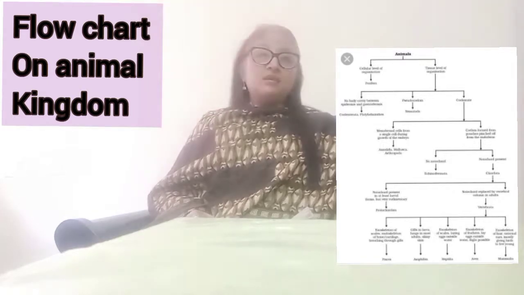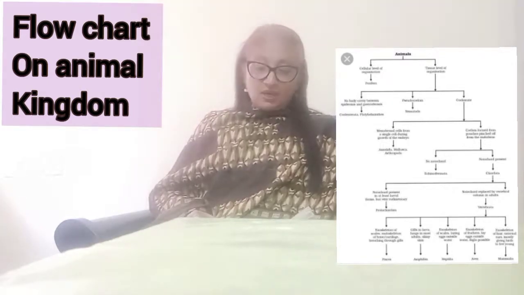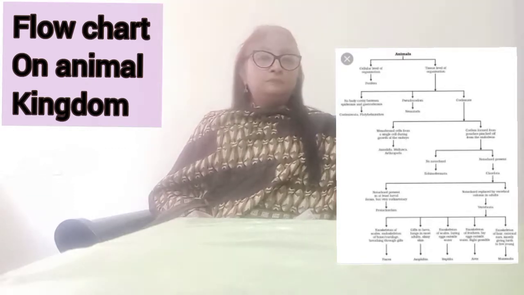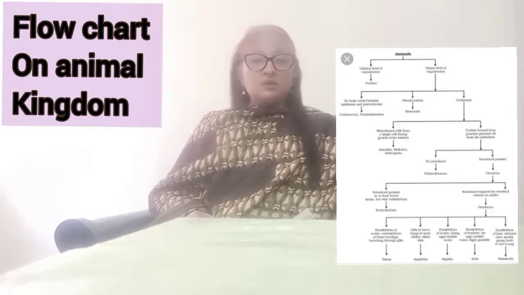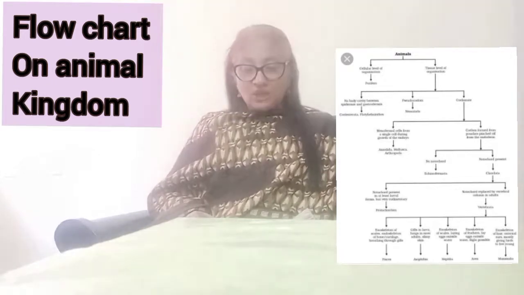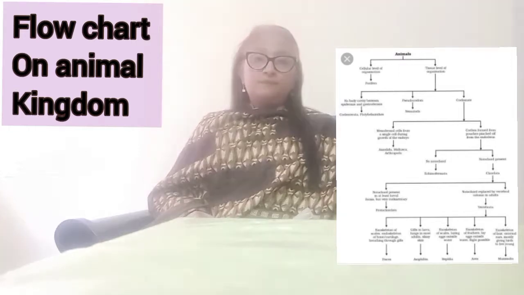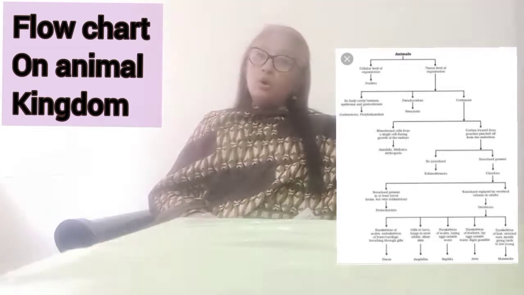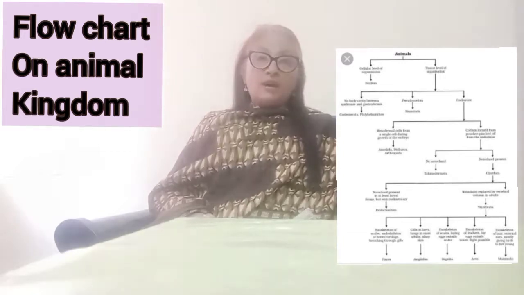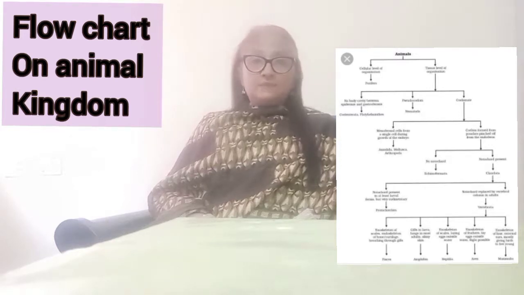Now Vertebrata is again divided into Cyclostomata. They do not have an exoskeleton. They are jawless vertebrates and they breathe through gills. Next comes the Pisces: exoskeleton made of scales, endoskeleton bone or cartilage, breathing organ is gills. They are cold-blooded and they lay eggs.